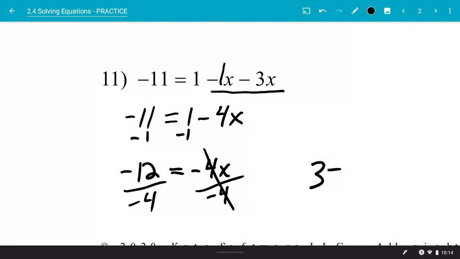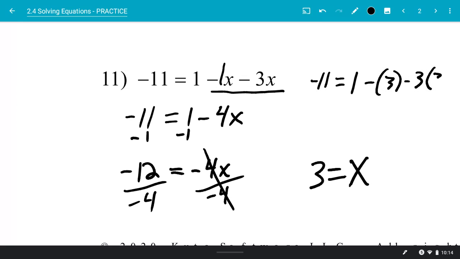So 3 equals x. How would I check? Plug it back in. To the original? Sure. Negative 11 equals 1 minus 3 times 3. So negative 11 equals negative 11. It works. Cool.